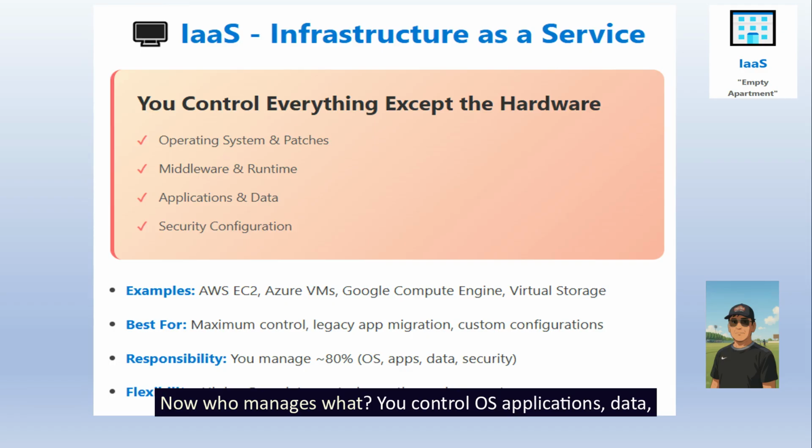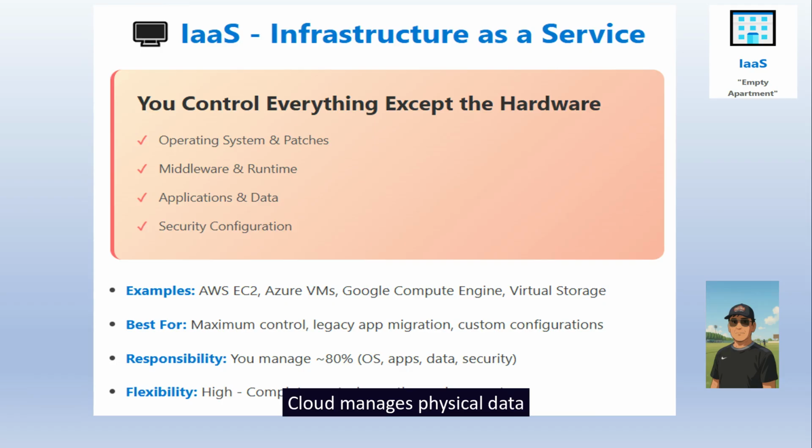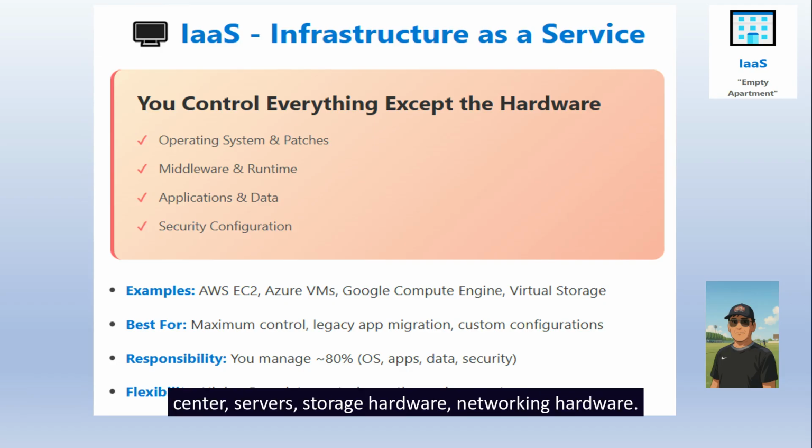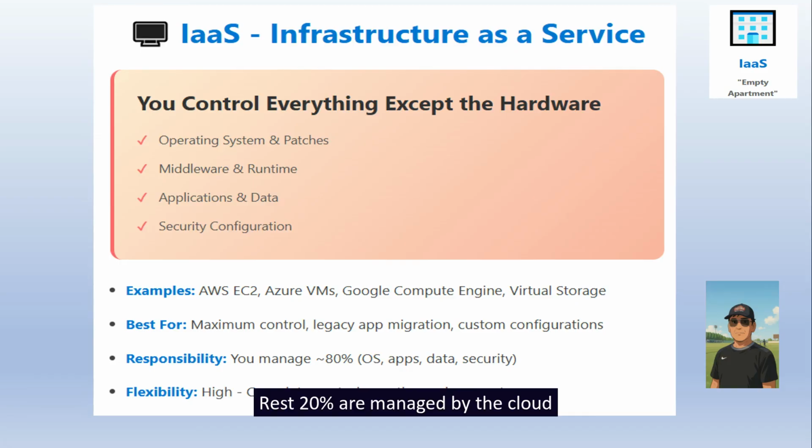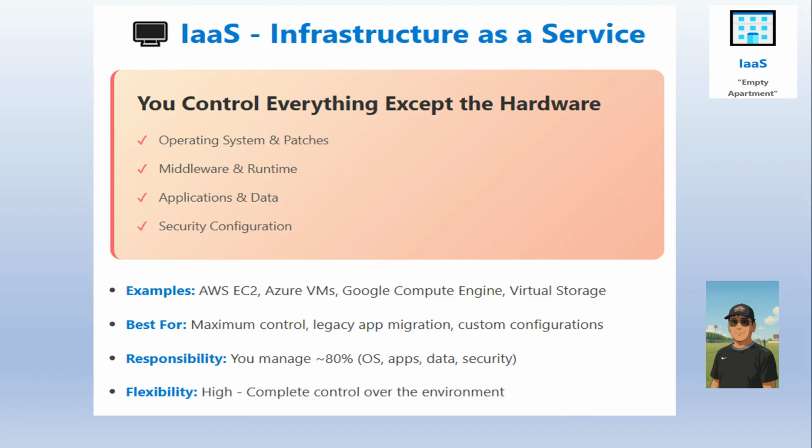Now, who manages what? You control OS, applications, data, runtime, security, and compliance on the OS and above. Cloud manages physical data center, servers, storage hardware, networking hardware. Remember, you manage here 80% of the resources, rest 20% are managed by the cloud provider.